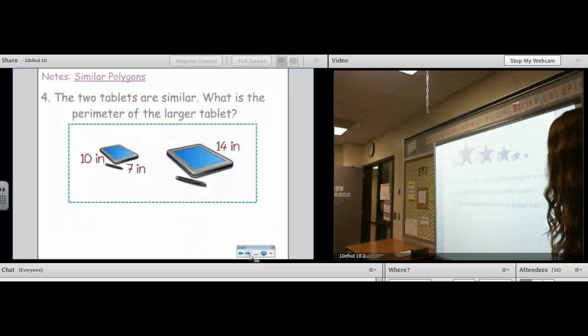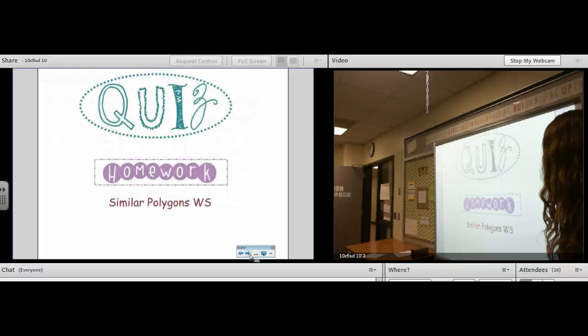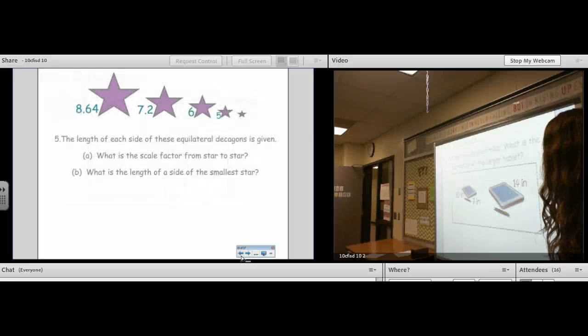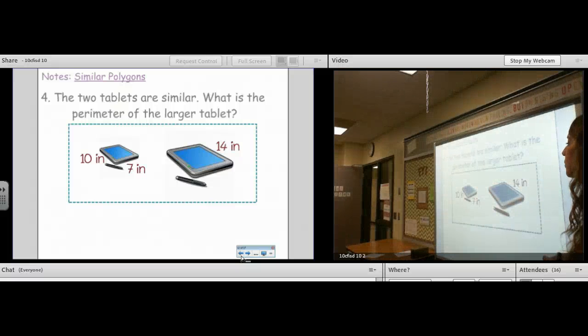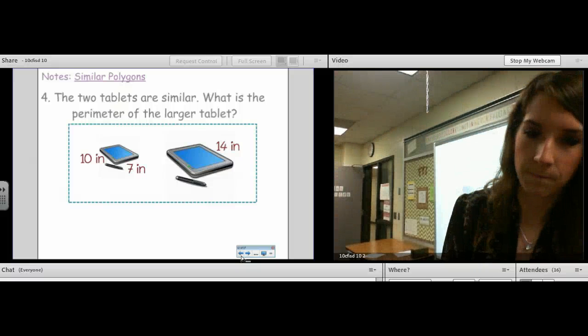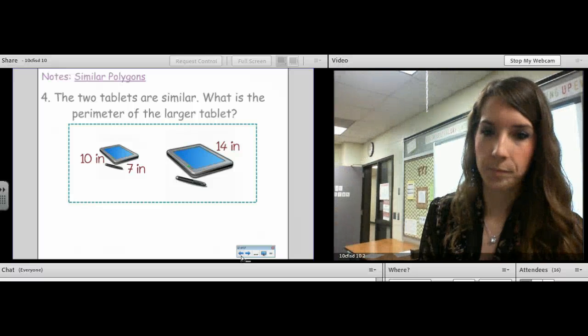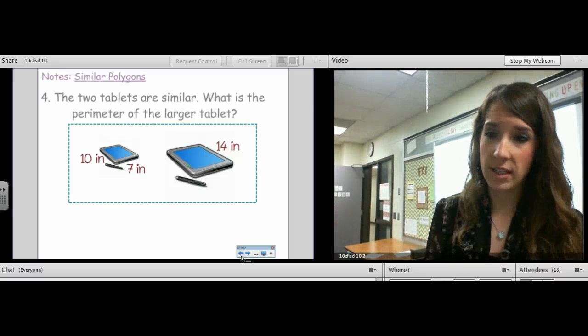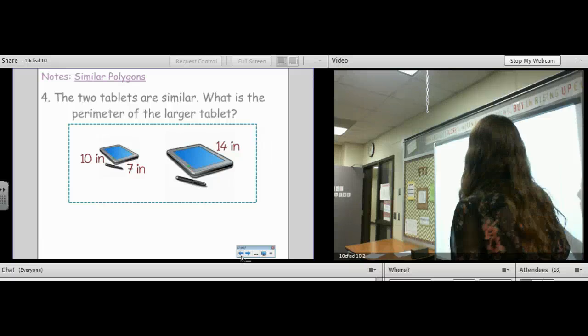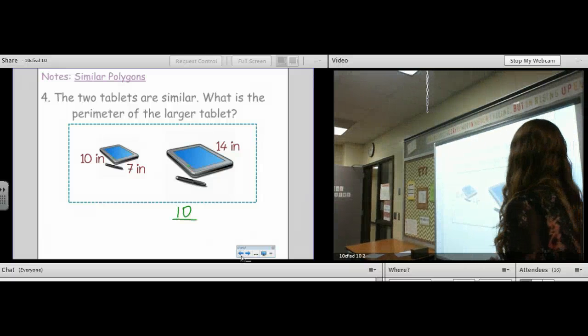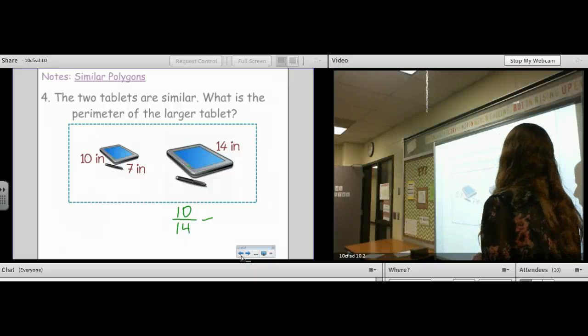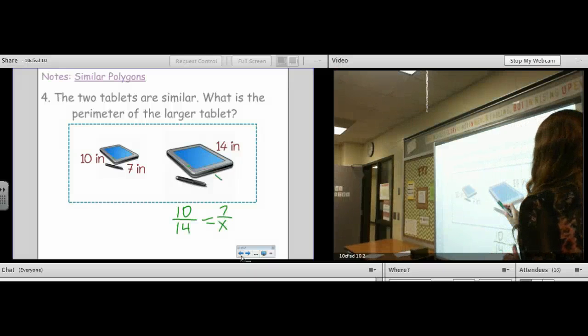How many do we have left? Woo, buddy. Okay. Let's go quickly. The two tablets are similar. What is the perimeter of the larger tablet? So we're just going to simply set up a proportion if you want to. You can do scale factor if you'd rather. 10 is to 14 as 7 is to x.